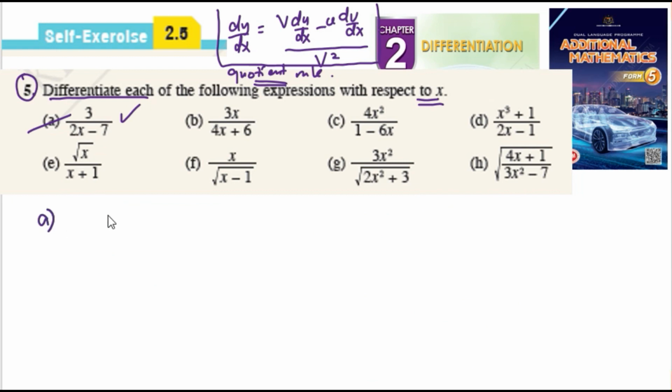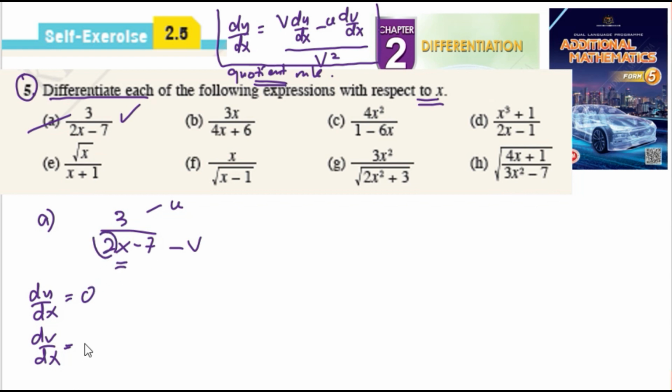So in this case, 3 divided by 2x minus 7, the top would be u and the bottom would be v. We need du over dx and dv over dx. u is 3, so du over dx is equal to 0, because when we differentiate something without x, we get 0. Then dv over dx, when we differentiate the one below, the term with x, we take the number which is 2, and negative 7 becomes 0. So this is what we get after we differentiate.